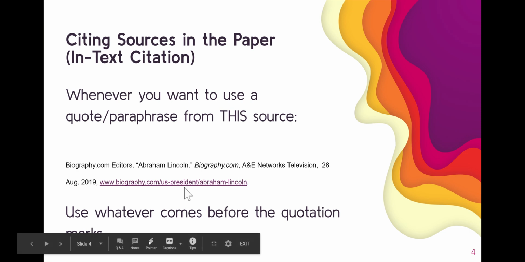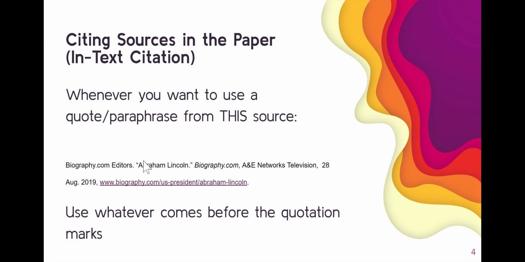So let's say we want to use this source. I just cited it at the bottom of my paper. It's about Abraham Lincoln. You need to use whatever comes before the quotation marks. So we have quotation mark, and then right before that is biography.com editors. That's what you use for your in-text citations. That very first part, biography.com editors, that's what will match within your paper.